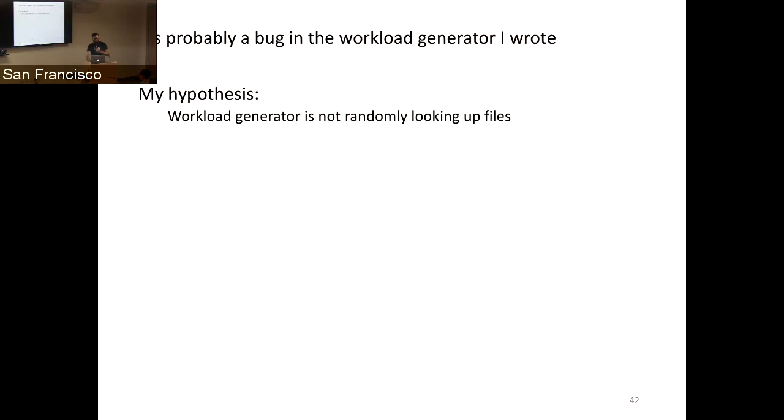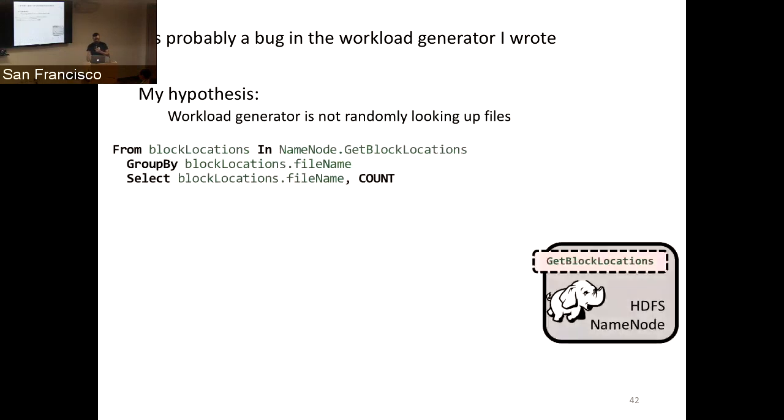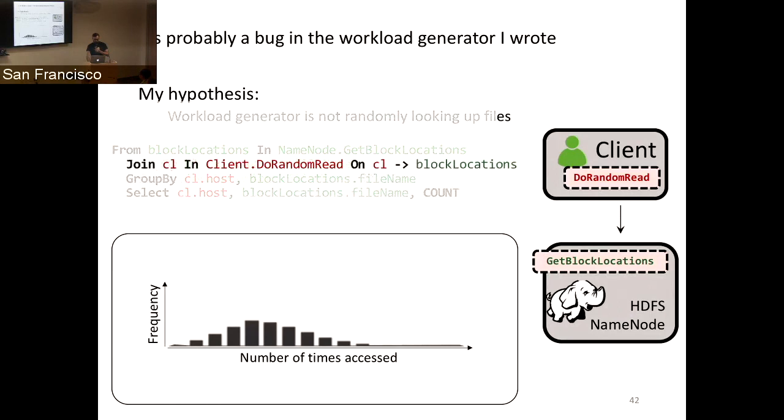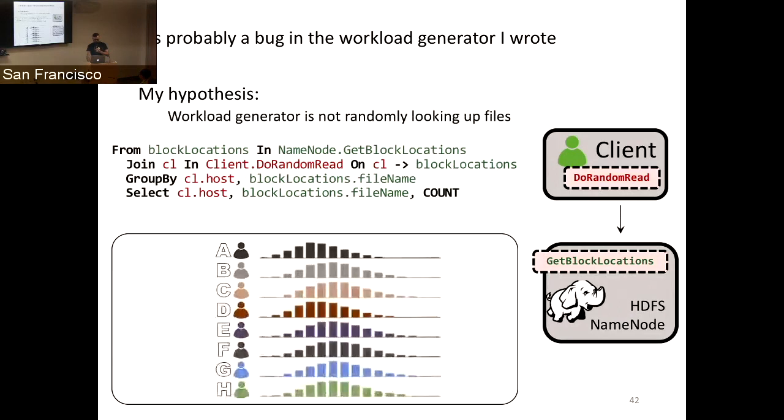So his hypothesis is that there's a problem with the random lookup. So he writes a pivot tracing query. Let's run it on our system, and what you get back is the number of times that you access these different block locations. And it turns out that when you actually do a group by across all of this data by the file name and the host, it doesn't really look that non-uniform and doesn't anywhere near approximate how bad this looks. So okay, that wasn't the bug.